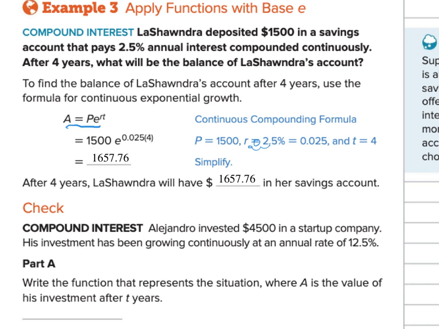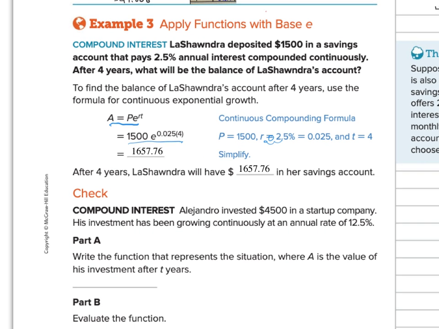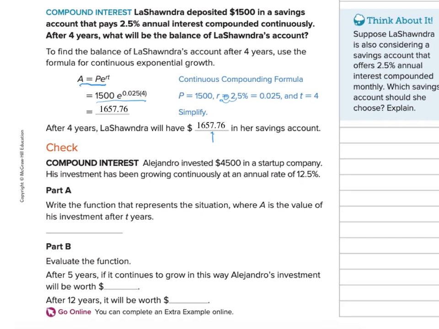Then when you plug this into the graphing calculator or any calculator, it's going to come up with a number of 1,657.76. And there you go. LaShandra will have this much money in her savings account. And definitely go to the second decimal place because that would be your pennies, right? You want to count your pennies. That's knowing the applicability of your values. When talking about money, you go to the hundredths place.